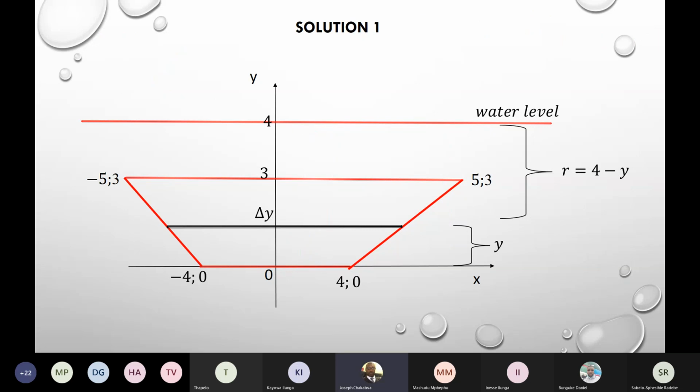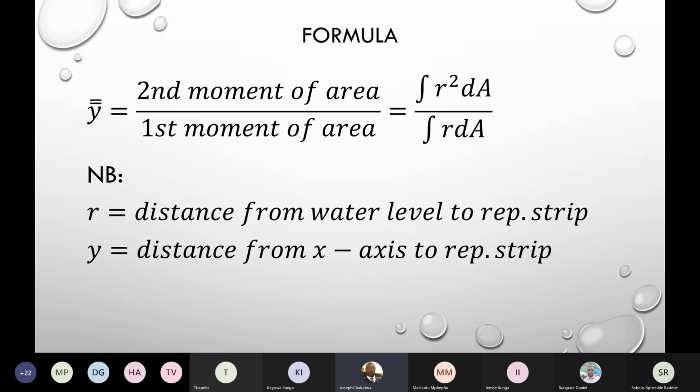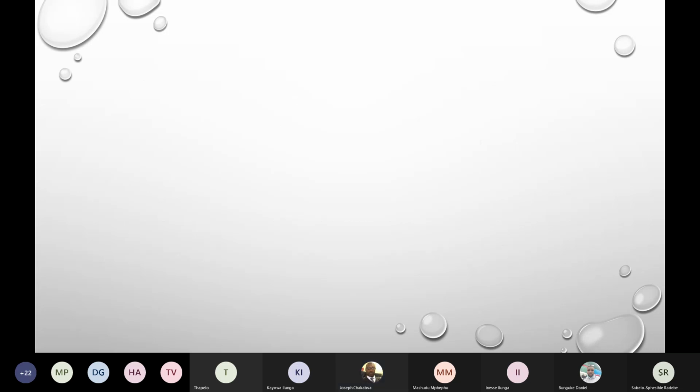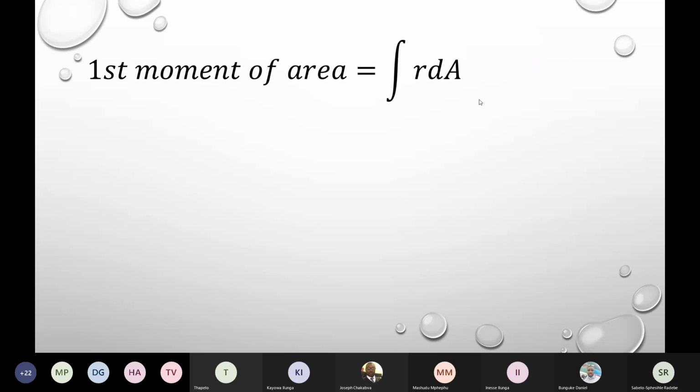So this is our graph, our final graph. I go back to the formula. I want to show you the formula. So there it is. Second moment is r squared dA. First moment is r dA. So first moment of area, this is how we calculate it. Remember, our r is 4 minus y, our dA is 2x dy.